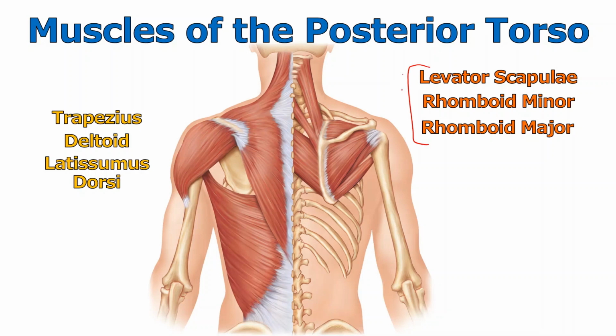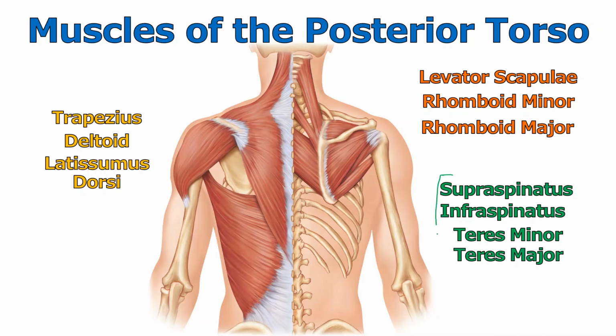Levator scapulae is right here that I'm pointing at. And of course, by the name, it should raise your scapula. The two rhomboids are right underneath it. Rhomboid minor is the smaller one right here, and rhomboid major is the larger of the two right there. And it looks like they have something to do with pulling the scapula toward the vertebral column.